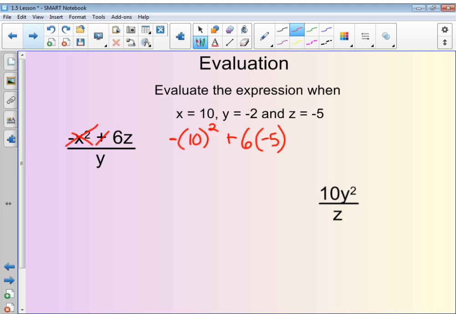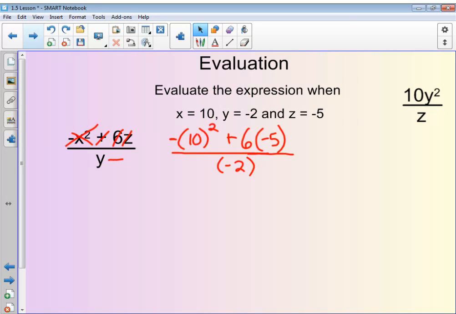Okay, so I'm putting everything in parentheses so that it makes it easier for me to understand and not forget that I'm multiplying and that this really isn't just 6 minus 5. Right here, it's 6 times negative 5. Okay, so now I'm going to go ahead and carry down the rest of it. So I got that, and then y was negative 2. Okay, so let's go through and work this one out.